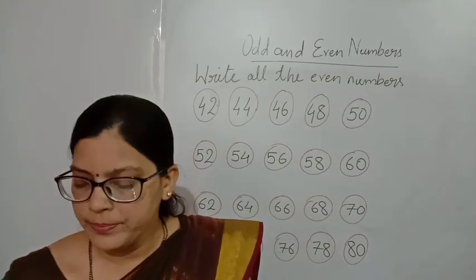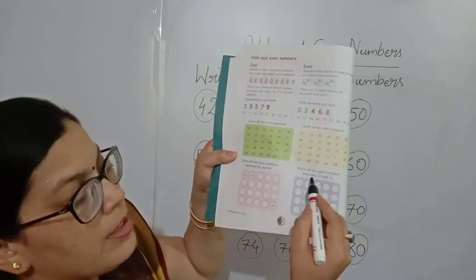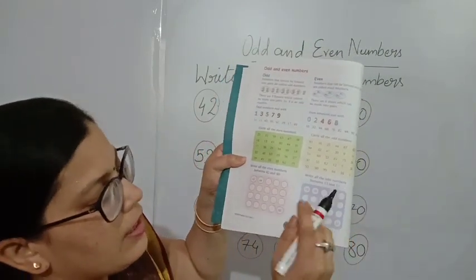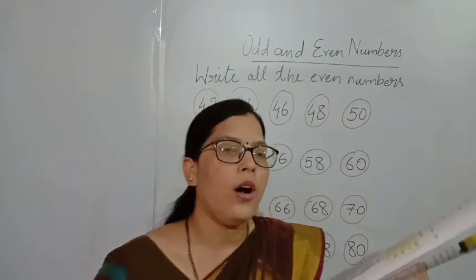Now see this next question. Write all the odd numbers between 13 and 51. This question you have to try on your own. Here you have to write odd numbers. Okay.